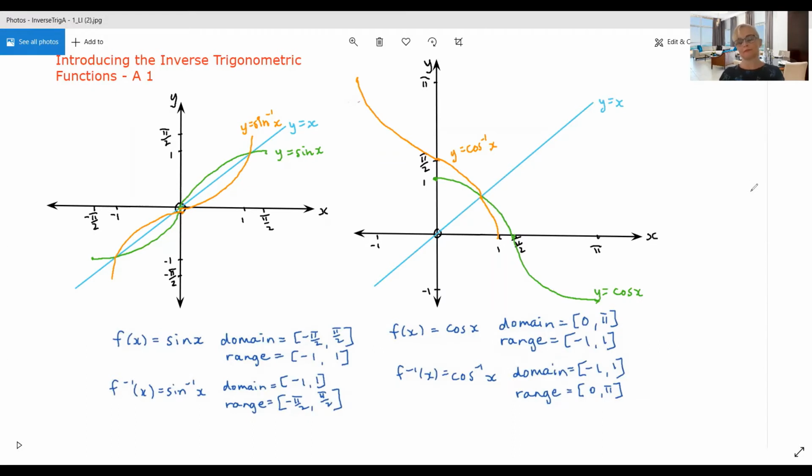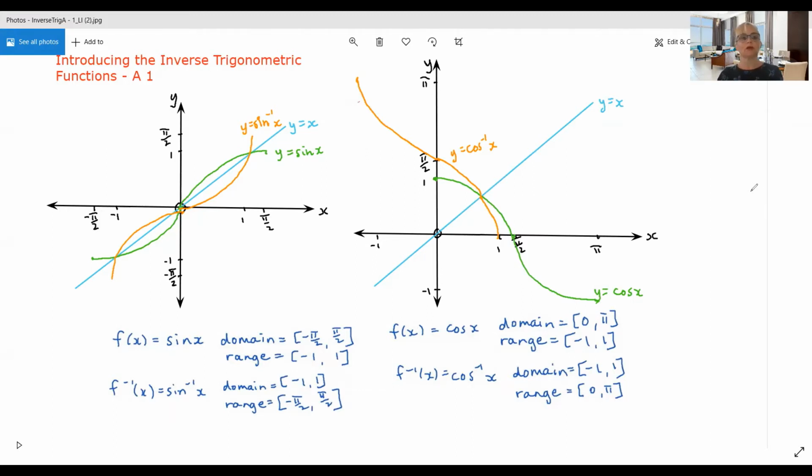Obviously, if you need to go back and revise your original trig functions, your y equals sine of x, y equals cos of x, y equals tan of x, and so forth, go and do that. If you need to revise how to find an inverse function and the properties of inverse functions, what happens to domains and ranges, etc., that's probably a good idea to do now as well before we proceed.